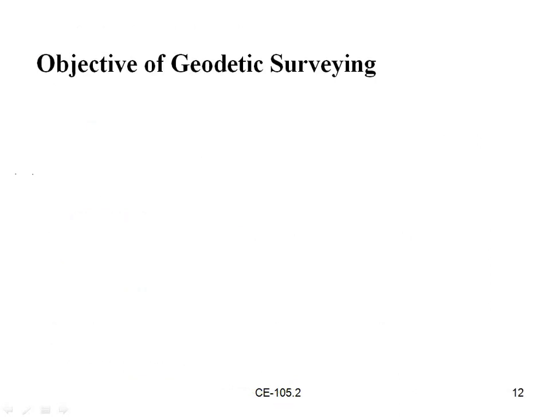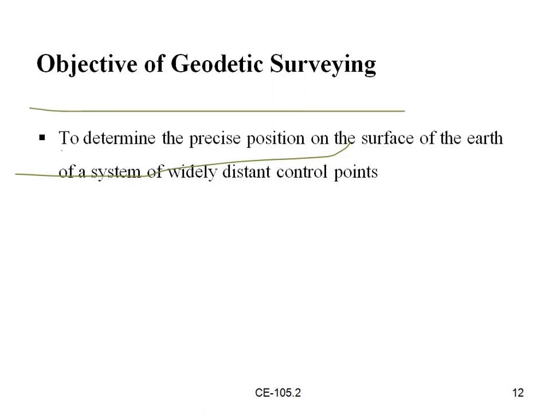What are the objectives of geodetic surveying? To determine the precise position on the surface of the earth of a system of widely distanced control points. So we determine the position of the control points located on the ground.